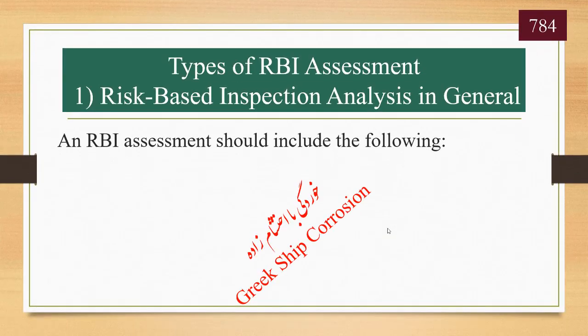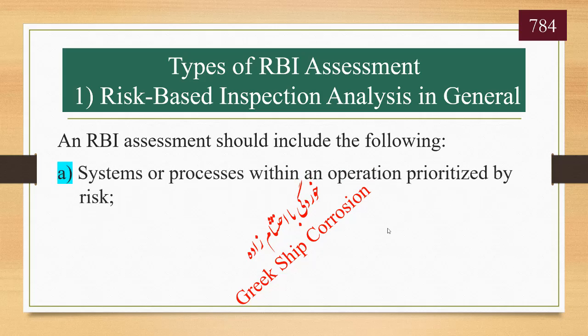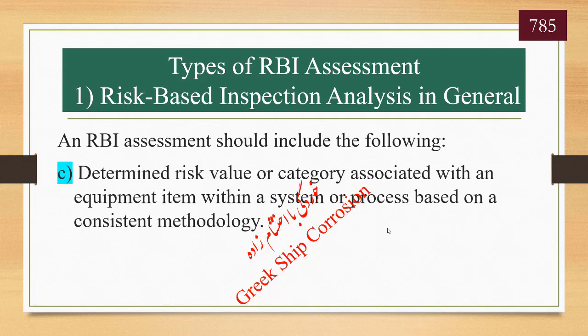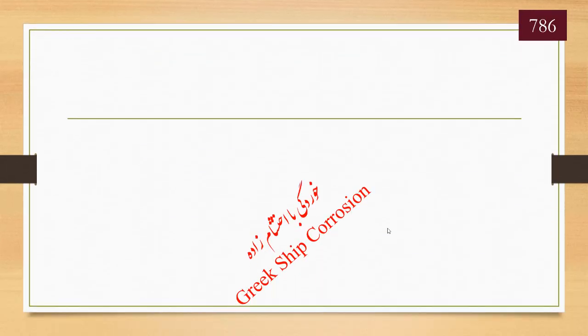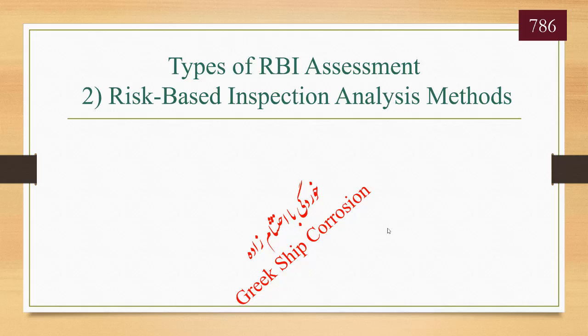An RBI assessment should include the following. A. Systems or processes within an operation prioritized by risk. B. Equipment ranking based on risk. C. Determined risk value or category associated with an equipment item within a system or process based on a consistent methodology.